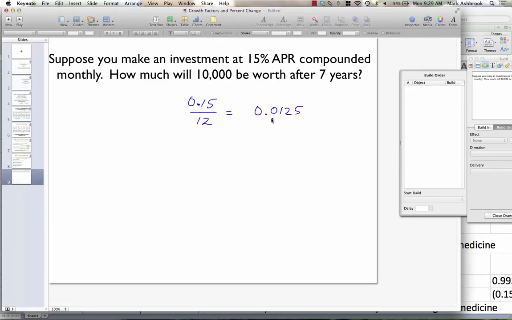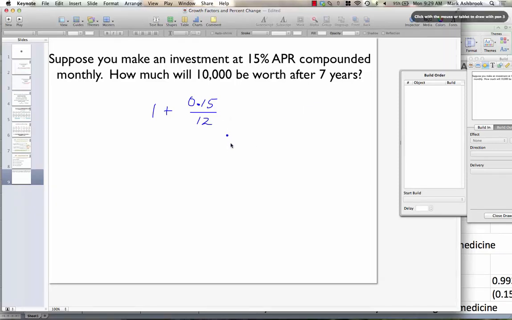Take that to the 12th power. No, we want the monthly growth factor. This is the percent change as a decimal. We need the monthly growth factor. So we're going to add 1. We're going to take the number that we got, which was the percent change per month, and add 1. Right? And that'll be 1.0125.